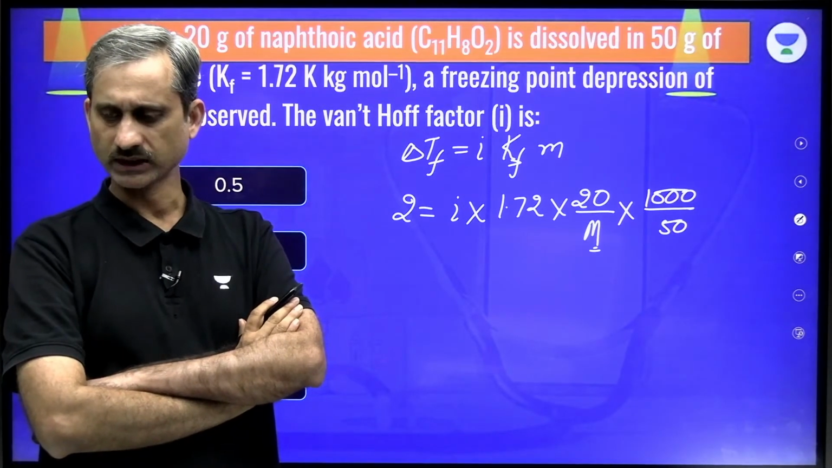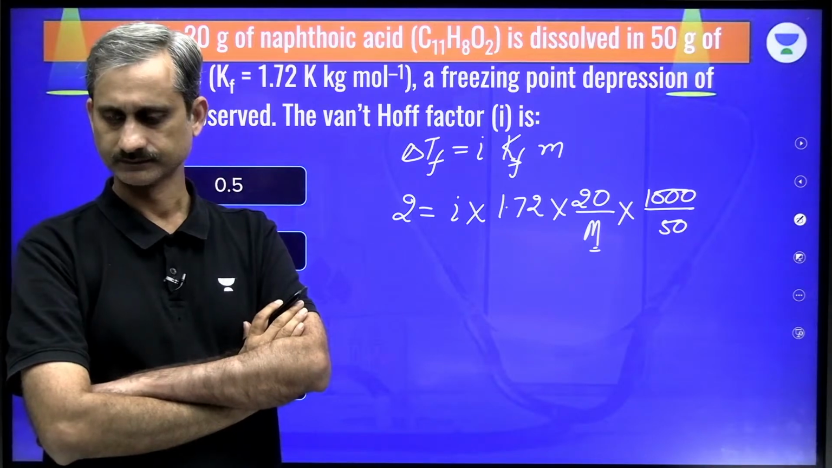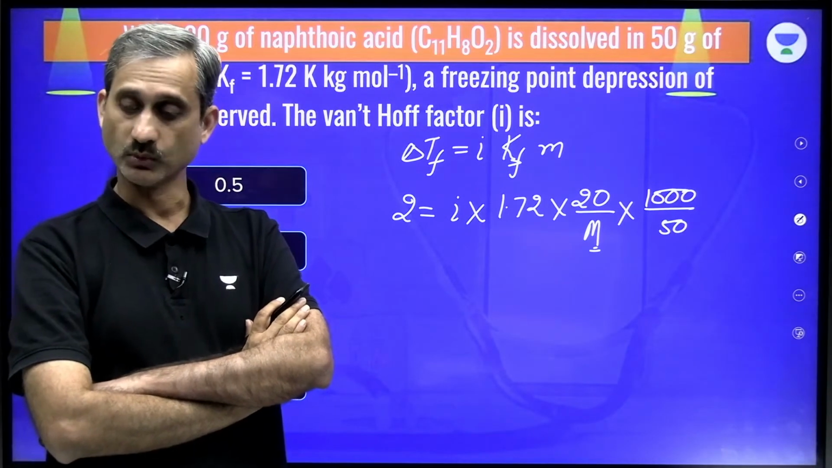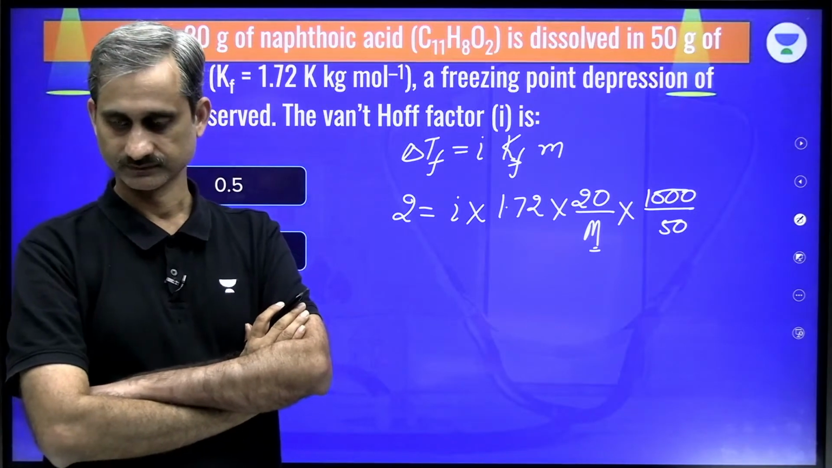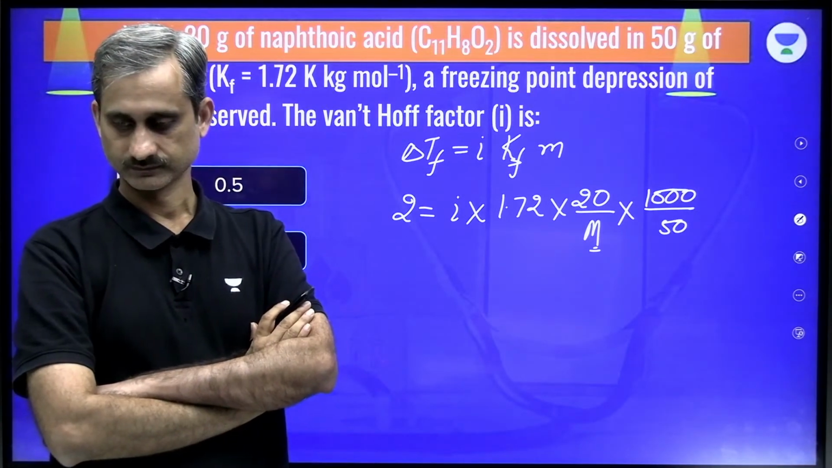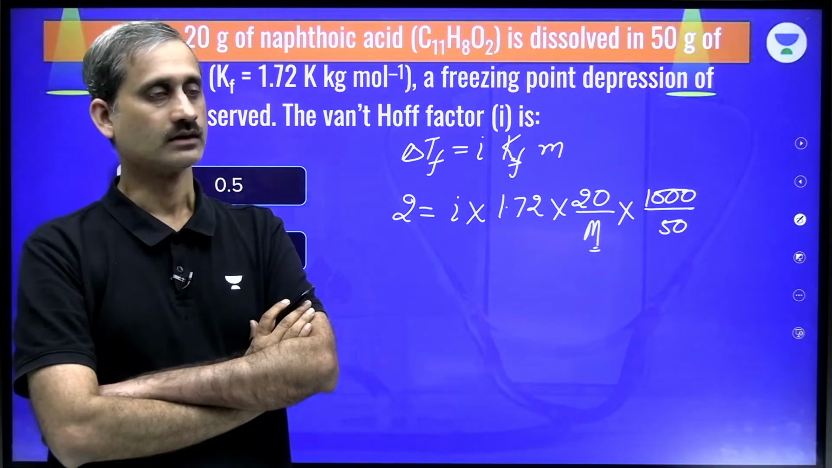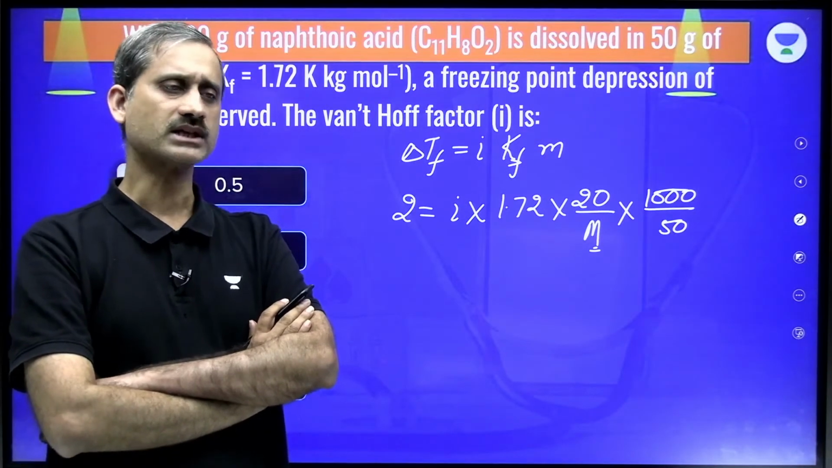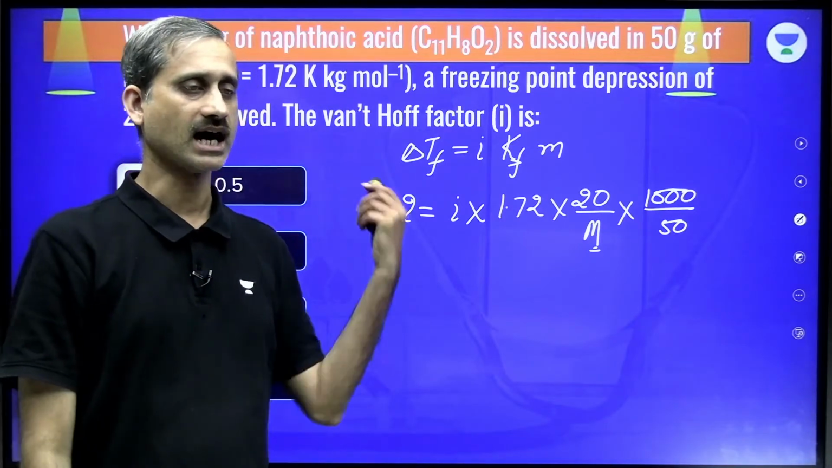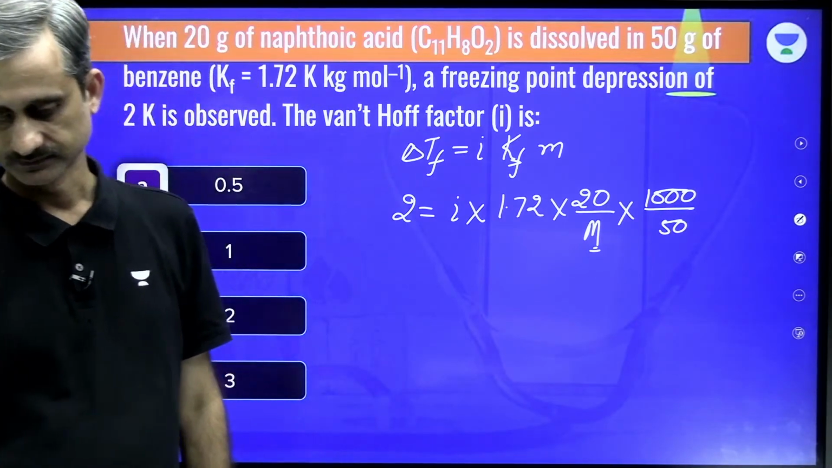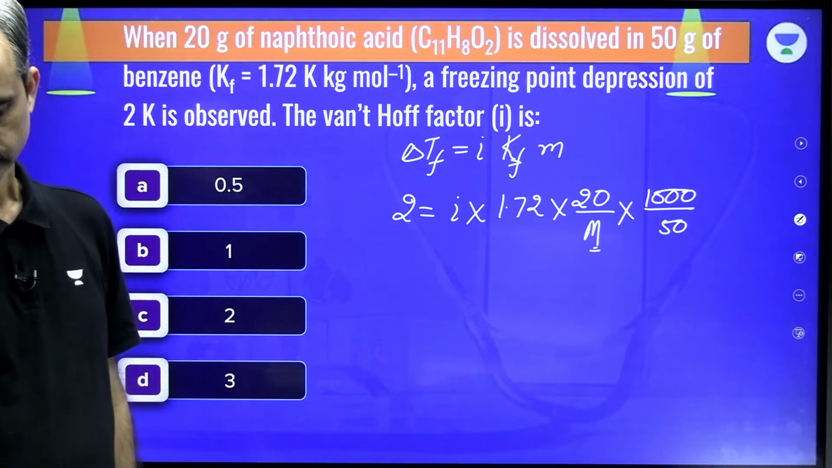Lower is the freezing point, more is the Van 't Hoff factor. More is the boiling point, more is the Van 't Hoff factor. Delta TF, more is the value of delta TF, lower would be the freezing point and higher would be the value of Van 't Hoff factor. Is it clear?